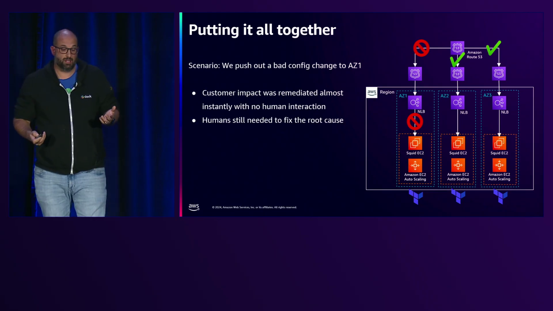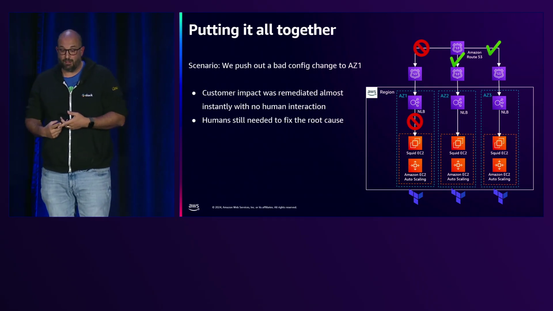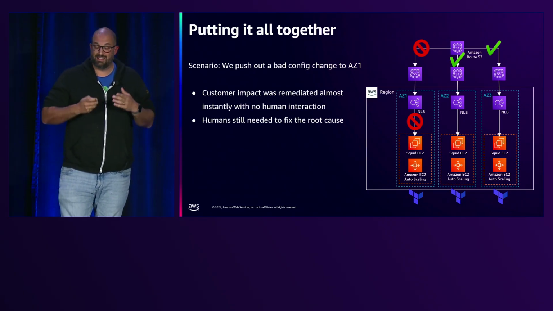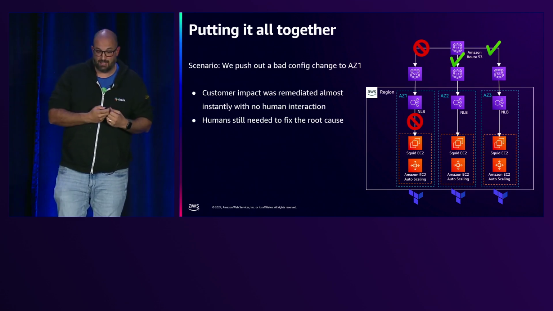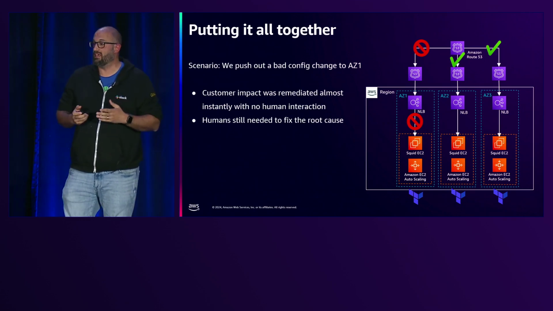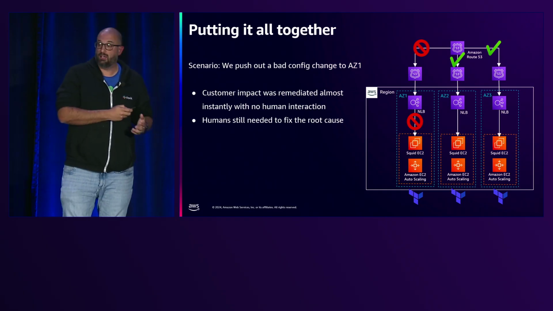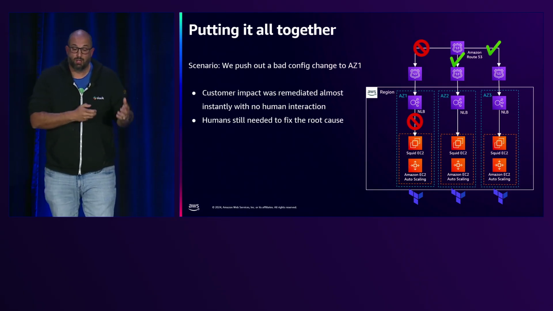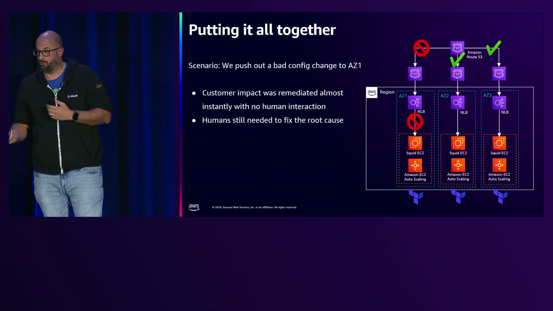So to summarize here, we pushed a bad change to a single cell. That cell failed its health checks and sent notifications to humans. However, at the exact time it notified a human, it also pulled that cell out of service and remediated customer impact before a human could even begin to investigate. Now, a human is still required to fix the root cause, i.e. the bad change. But that work is now no longer time critical as the failure is not customer impacting.